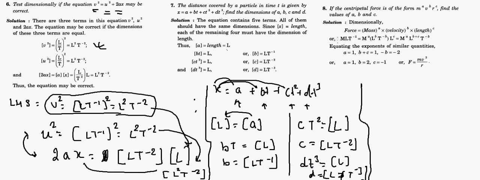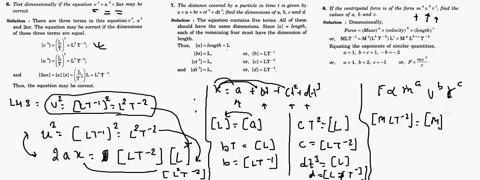Well, let's see the 8th problem. The centripetal force is directly proportional to, we have given that force is in the form of mass raised to power a, velocity raised to power b, and r, which is distance, raised to power c. So just equate F directly proportional to m raised to power a, v raised to power b, and r raised to power c. We know the dimension of force is m l t raised to power minus 2.